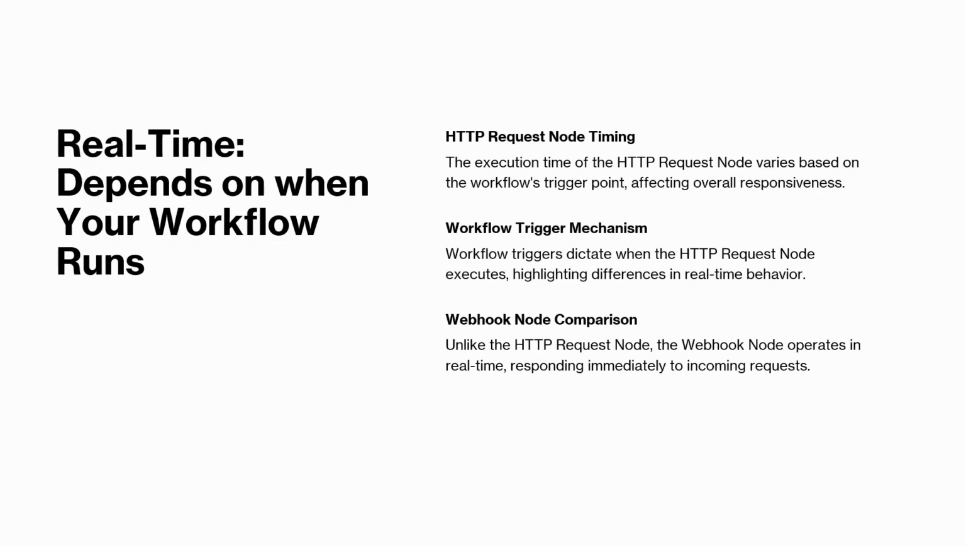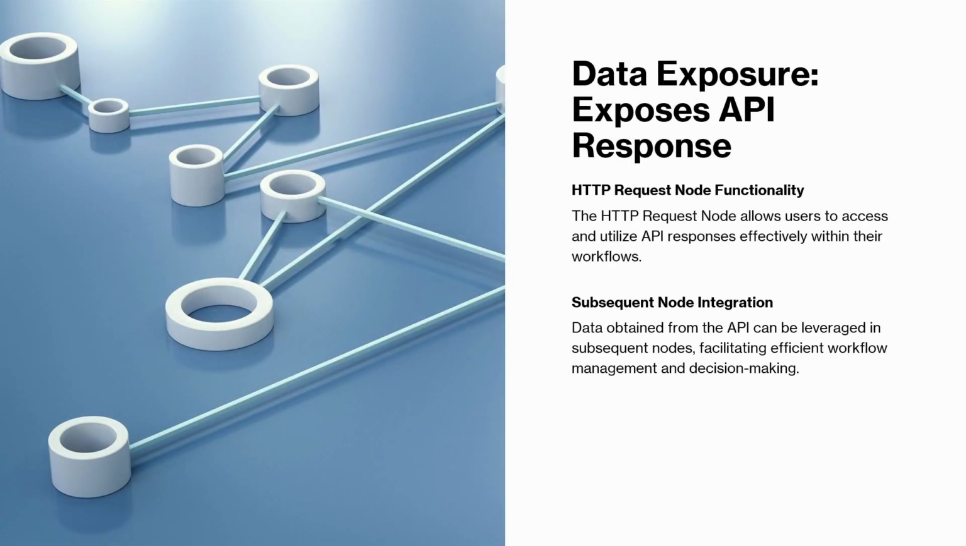The execution time of the HTTP Request node varies based on the workflow trigger point, affecting overall responsiveness. The workflow trigger dictates when the HTTP Request node executes, highlighting the differences in real-time behavior. Unlike the HTTP Request node, the Webhook node operates in real time, responding immediately to incoming requests. So the HTTP Request node allows users to access and utilize API responses effectively, and the data obtained from the API can be leveraged in subsequent nodes.